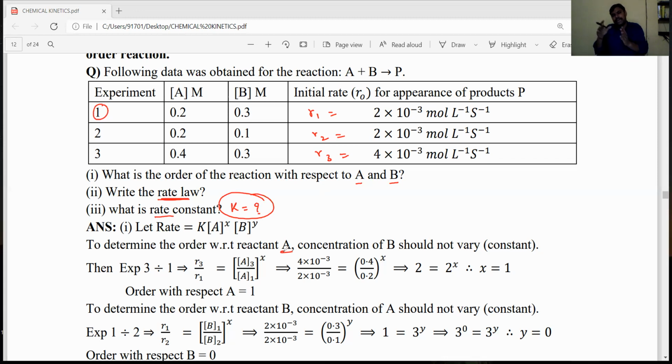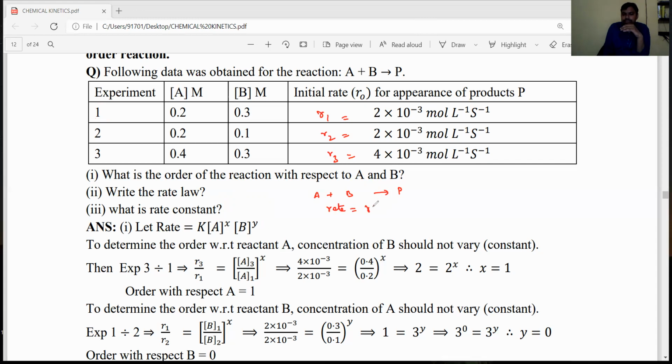In those two experiments, the second reactant concentration should be constant. Okay, so let's see that. This is R1, this is R2 and this is R3. Okay, dear students, for the above equation, A plus B is converted into products. The rate expression or rate law is R equals K into concentration of A whole power X into concentration of B whole power Y.